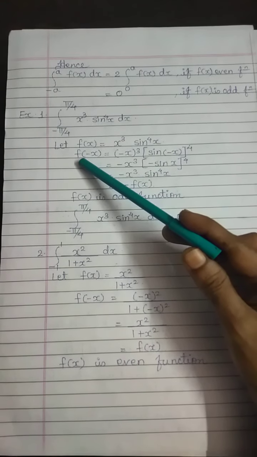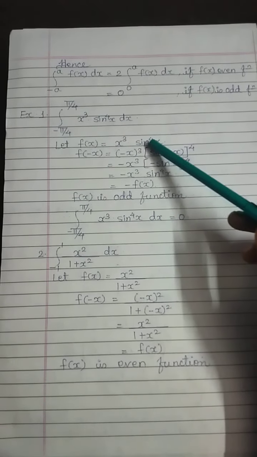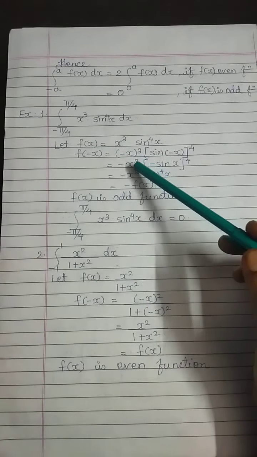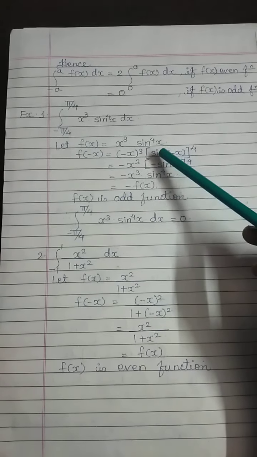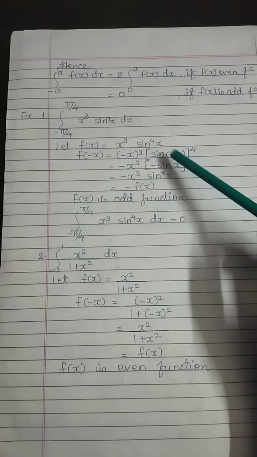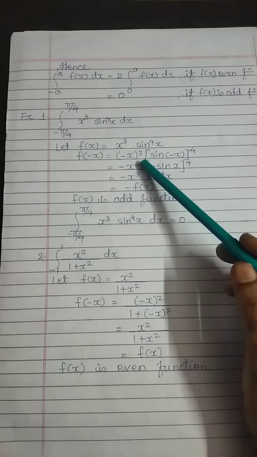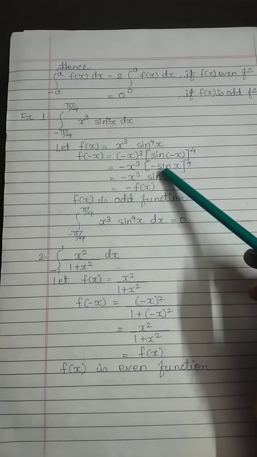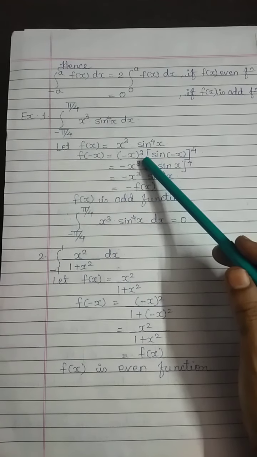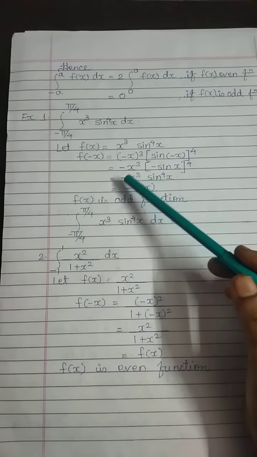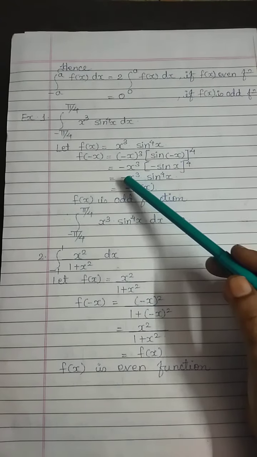So we consider f of minus x. We will replace x by minus x in this function. We will get minus of x, the bracket cube, sine of minus x, the bracket raised to 4. So we can write this as minus of x cube, minus of sine x, the bracket raised to 4. Now since here cube is given, the minus sign will remain, because 3 times minus sign we will consider. So again we will get the minus sign.